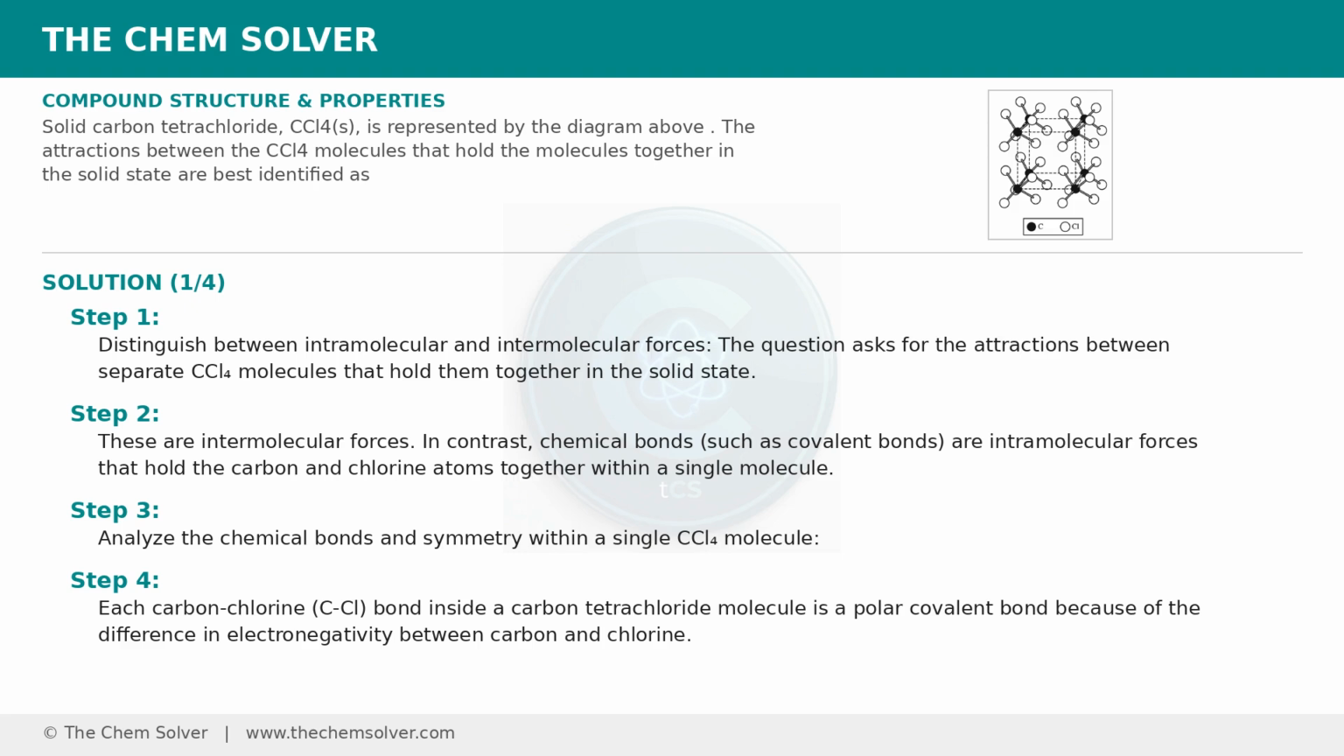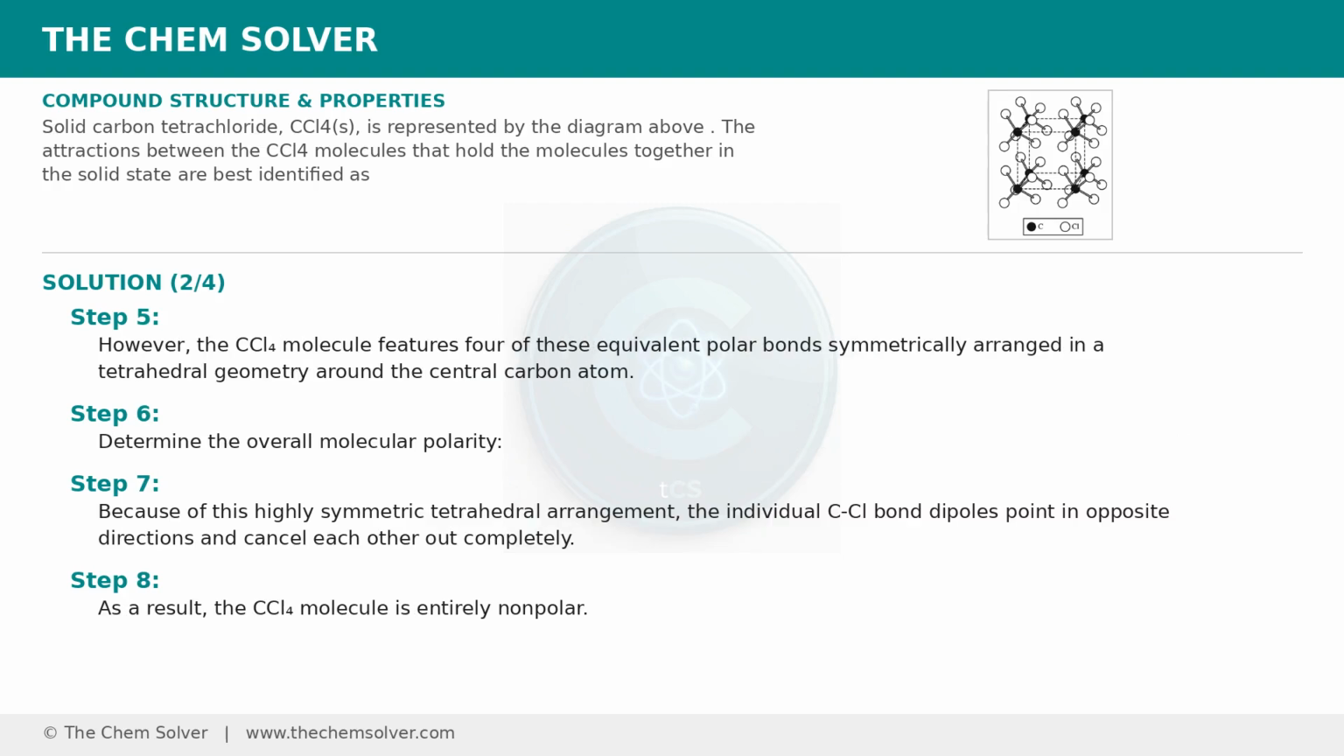Analyze the chemical bonds and symmetry within a single CCl4 molecule. Each carbon-chlorine, C-Cl, bond inside a carbon tetrachloride molecule is a polar covalent bond because of the difference in electronegativity between carbon and chlorine. However, the CCl4 molecule features 4 of these equivalent polar bonds symmetrically arranged in a tetrahedral geometry around the central carbon atom.